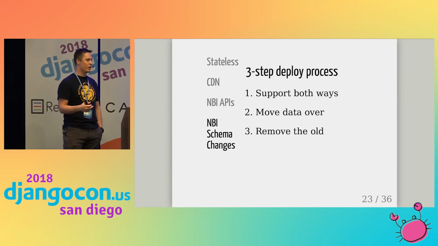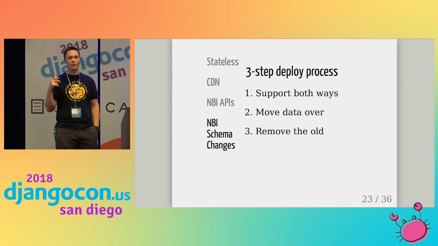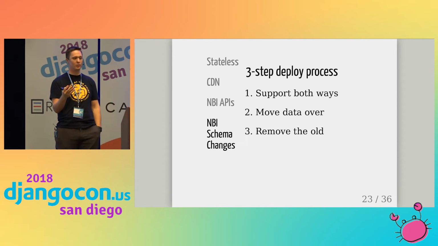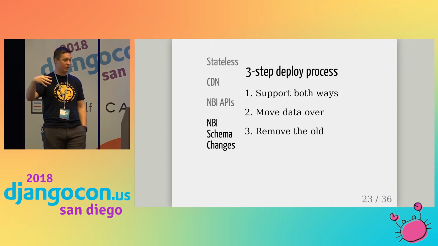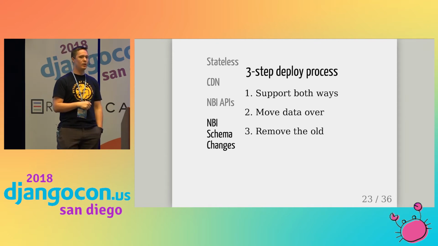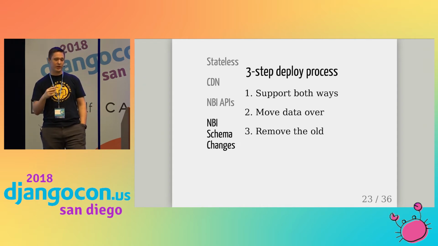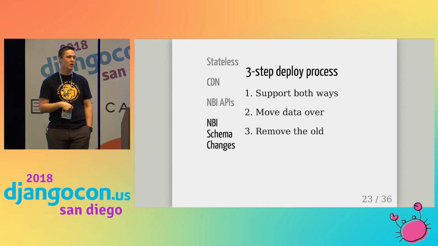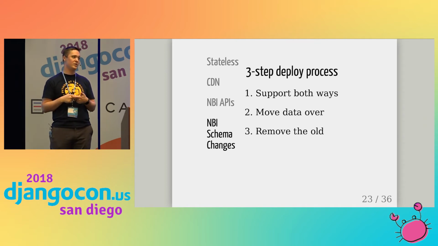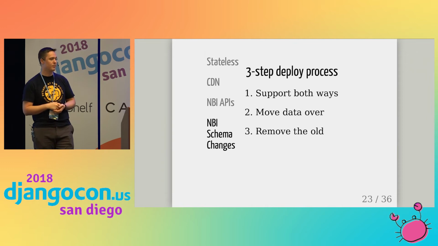So the 3-step deploy process is actually really simple. You basically change your code to handle it both ways. So let's say you had a column genre and you wanted to change it to 100 characters. You would take your code and adjust it to handle both ways. You would actually make a whole new column, like genre 2 or something. And you would write the code to say, hey, if genre 2 exists, use that field. Otherwise, keep using genre. Now your code can handle both ways, right?